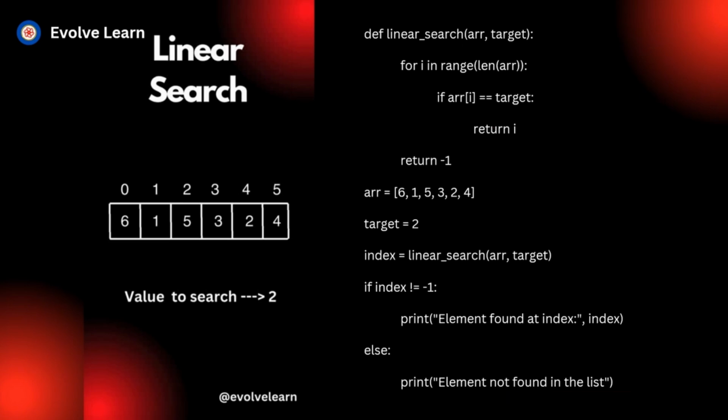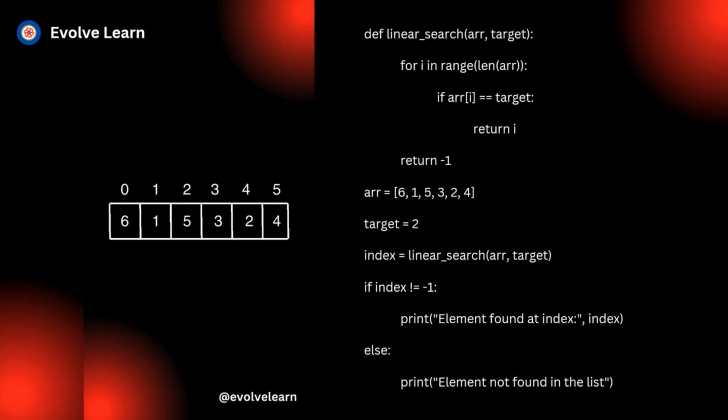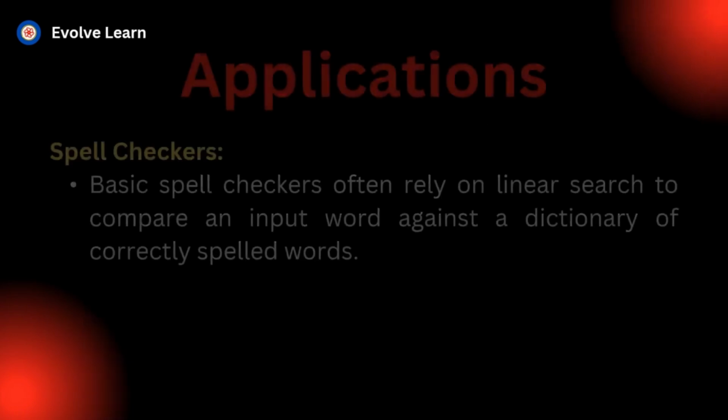Now let's go through the linear search working animation. As we can see in this working video, we have given the target value as 2 and it iterated through the list sequentially until it found the target element, and then it returned the index as 4.